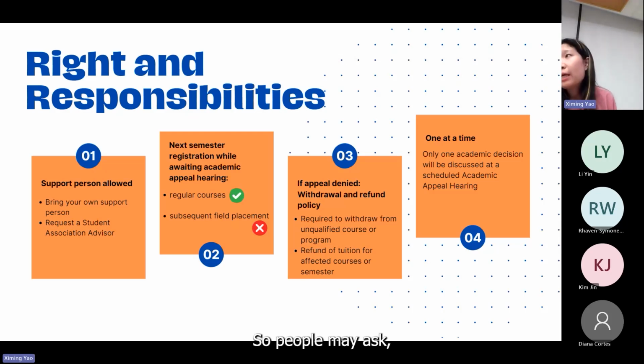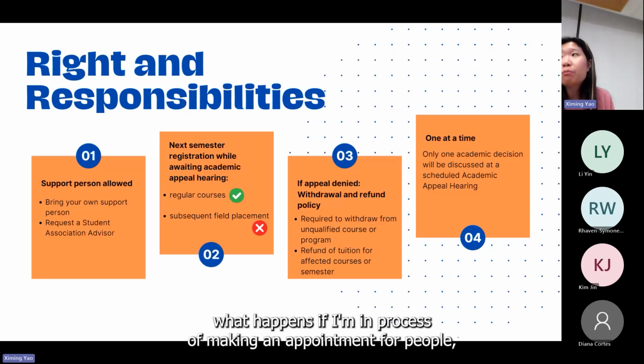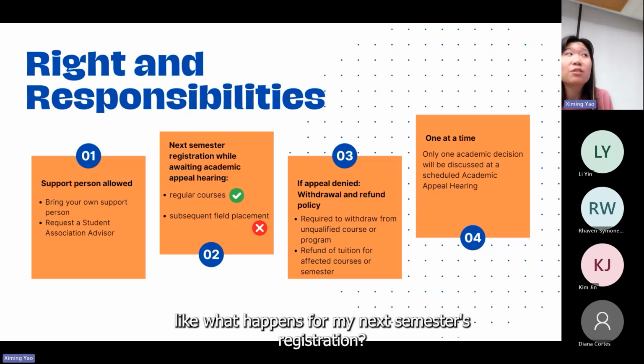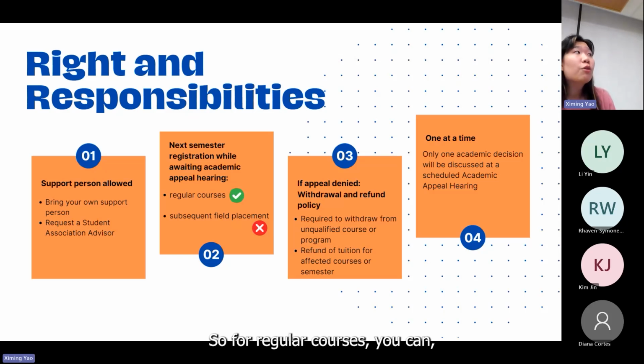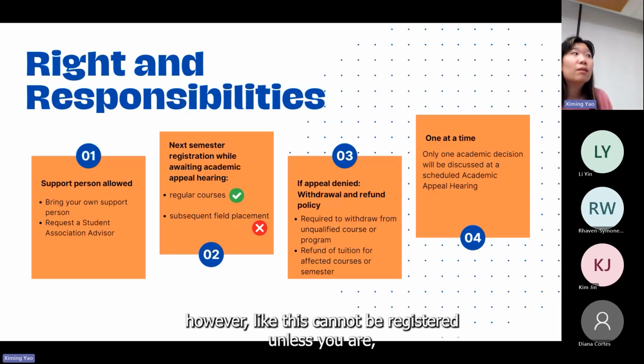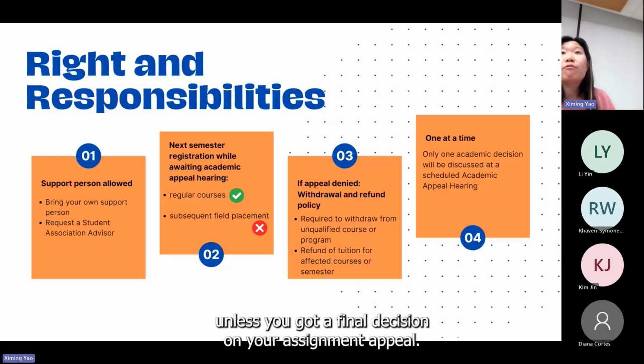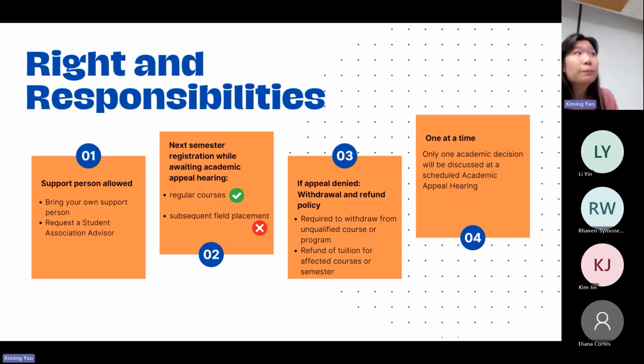So people may ask, what happens if I'm in the process of making an academic appeal? What happens for my next semester's registration? For regular courses, you can still register for courses. However, a subsequent field placement cannot be registered unless you get a final decision on your academic appeal.